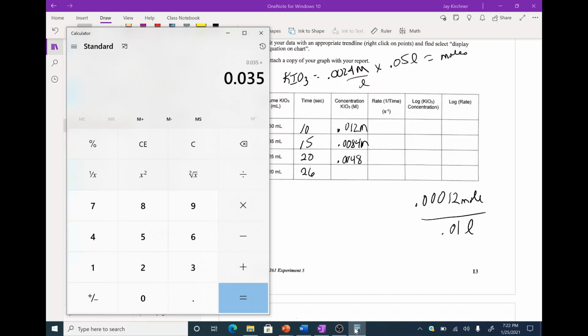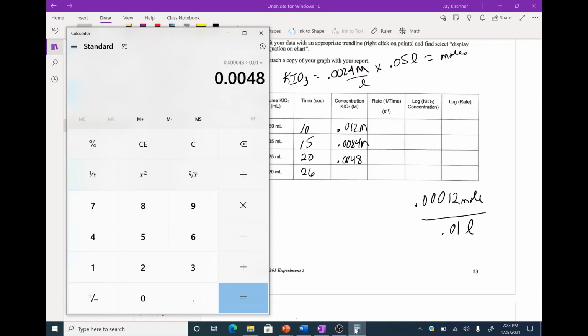0.035 times 0.0024 equals, divided by 0.01, 0.0084. Everything's going well. I'm just trying to be careful here. 0.0024 times 0.02 equals, divided by 0.01 equals 0.0048, and then find the last one. Okay, last one is 20 mils, so we got 0.0024 molar times 0.02 liters equals, divided by 0.01 equals 0.0048.